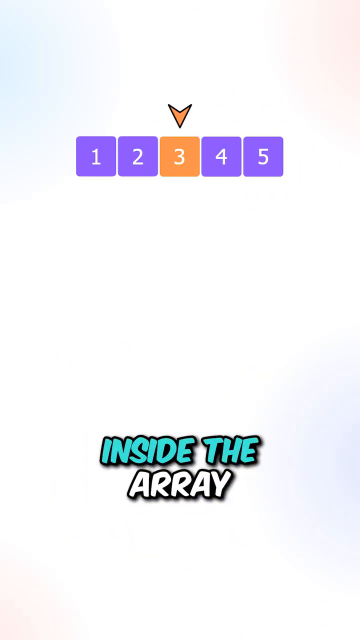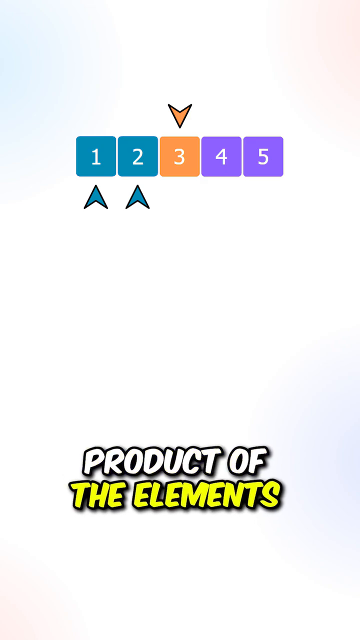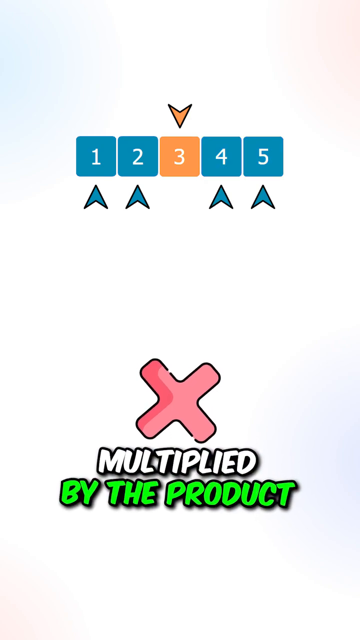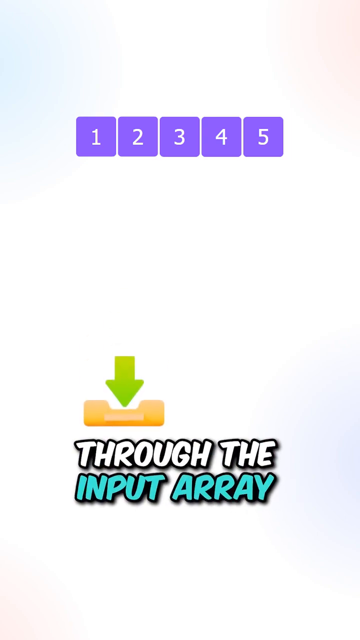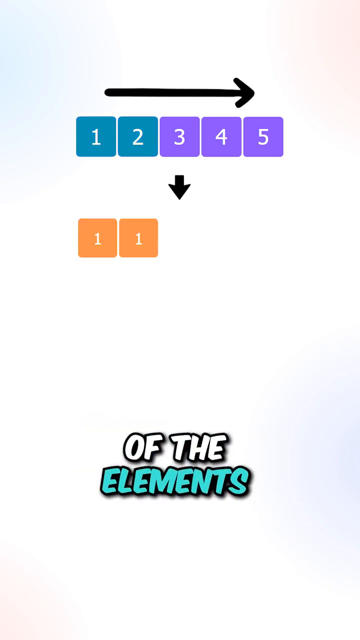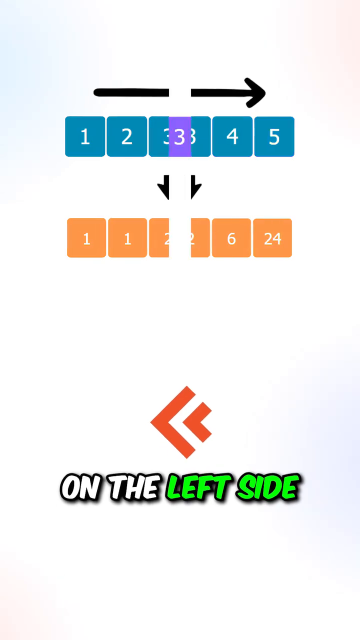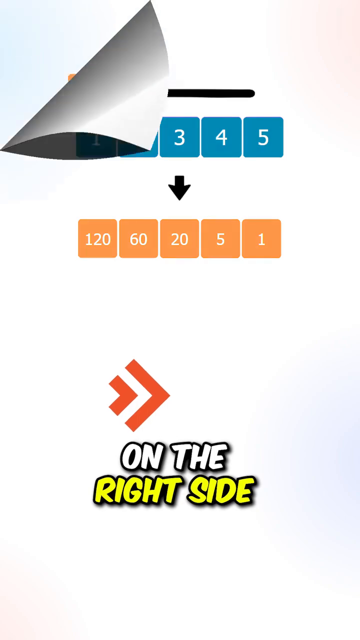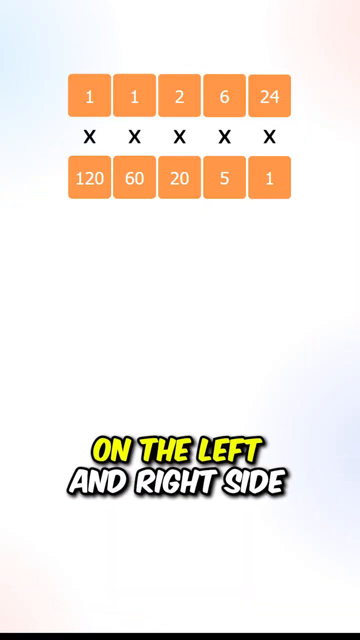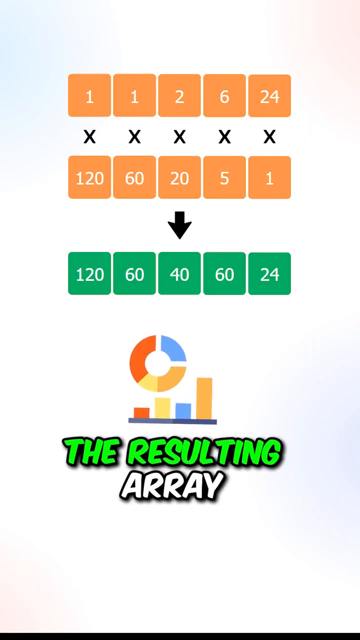For each of the elements inside the array, we want to find the product of the elements on the left side multiplied by the product of the elements on the right side. That means we can perform two scans through the input array. The first scan will find the product of the elements on the left side, and the second scan will find the product of the elements on the right side. Then we can multiply the products on the left and right side to generate the resulting array.